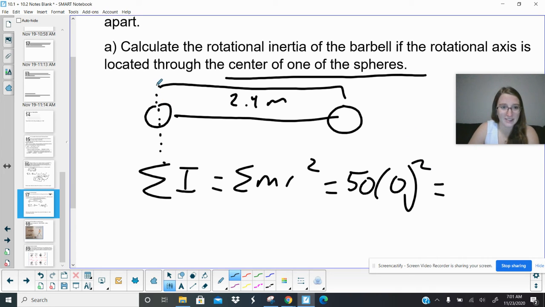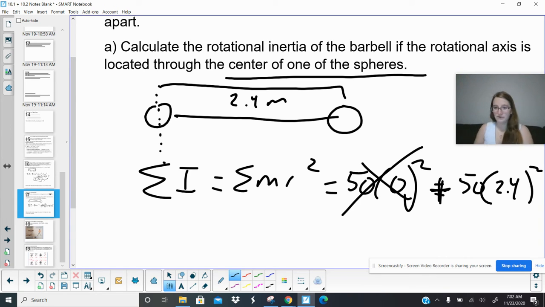And then we have the distance here being a whole 2.4 for this mass. So, oh, sorry, plus. So 50 times its distance, 2.4. So all we have is the rotational inertia of this one object. That should make a little bit of sense, because if I'm using that center object to spin something around, it's not going to matter. That one is just kind of staying in place and rotating here.